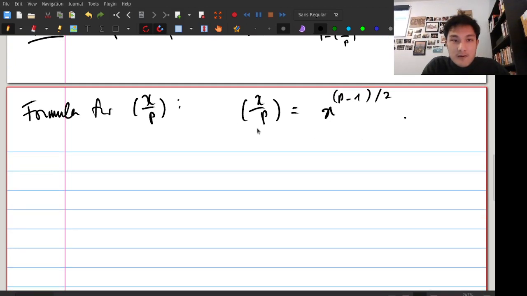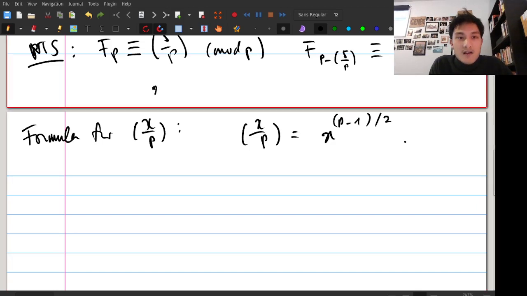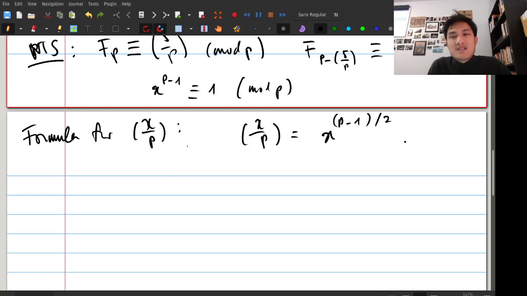Okay, so we want to prove this. What we do is going to strongly rely on Fermat's little theorem, which says that x^(p-1) is equal to 1 in F_p, so mod p. And that's just because the multiplicative group has identity 1 and cardinality p-1. So of course, if you take any element to the power of the cardinality of the group, you're going to get the identity. So that's a group theoretic proof of this statement, but whatever.